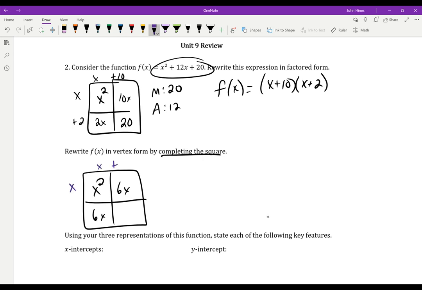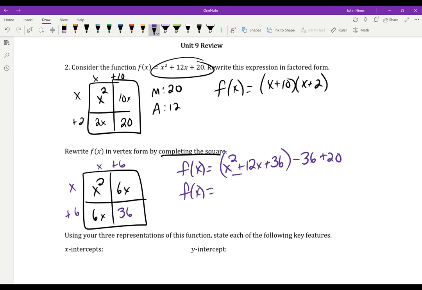So my magic number, 6 times 6 is 36. 36 is the magic number I need to add in. So f of x equals x squared plus 12x plus 36. Well, I'm not just going to add in 36. I'm also going to subtract 36 to counteract that addition. Otherwise, it's not going to be equivalent.